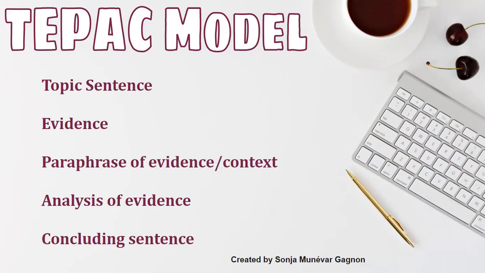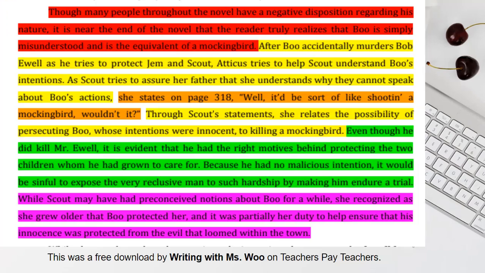Now I do want to note that this falls in line with a model of writing, and it's called the TPAC Model. It's an acronym that stands for topic sentence, evidence, paraphrase of the evidence or the context of it, analysis of evidence, and the concluding sentence. So this model is great to follow because if you do this, you can write a very robust paragraph. And I'm going to show you an example that comes from a free download on Teachers Pay Teachers by Writing with Miss Wu. As you can see here, there's a lot of highlights.